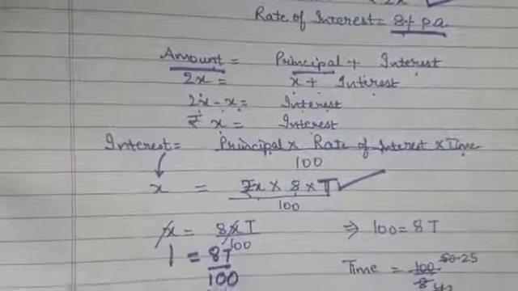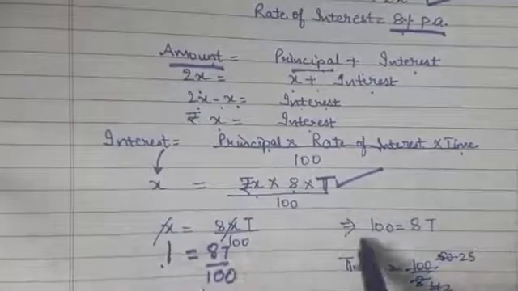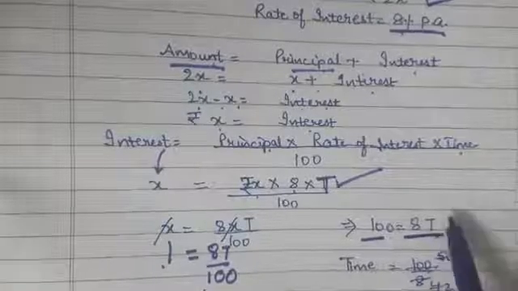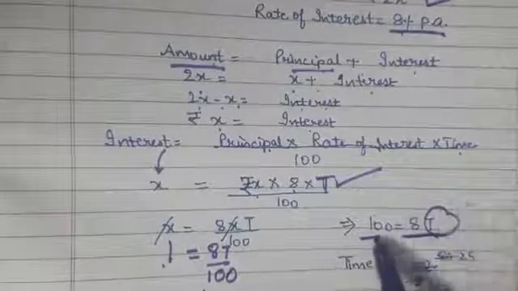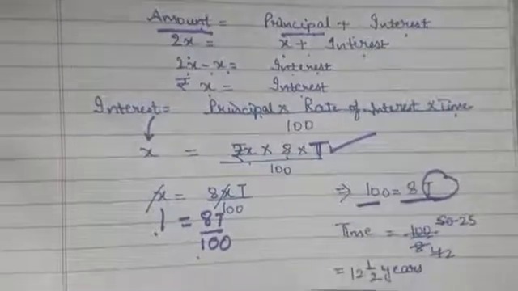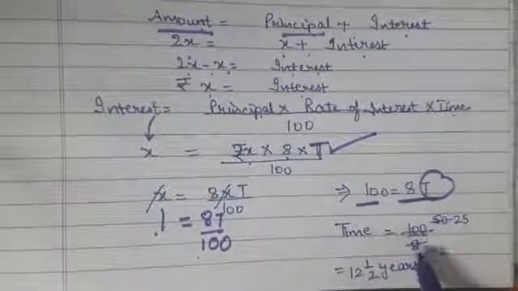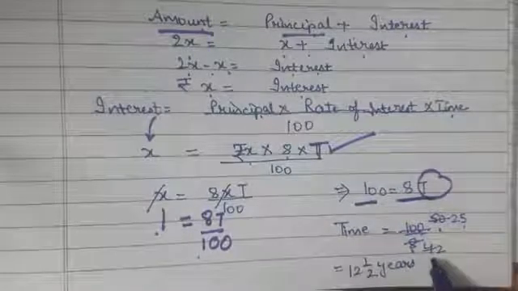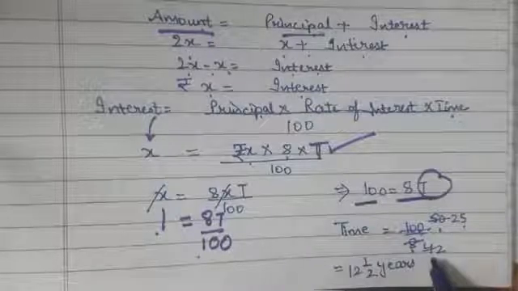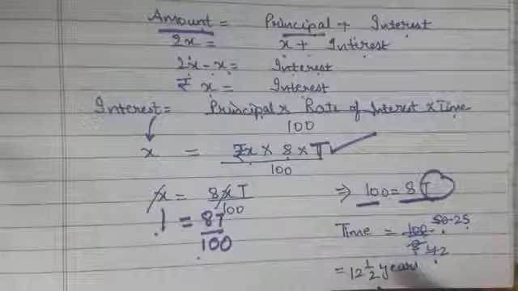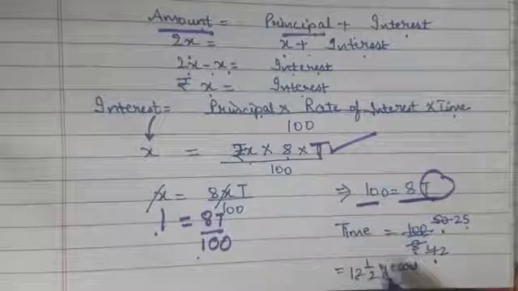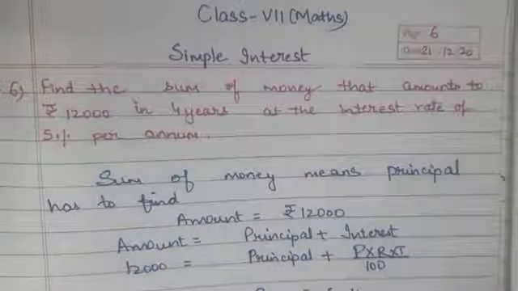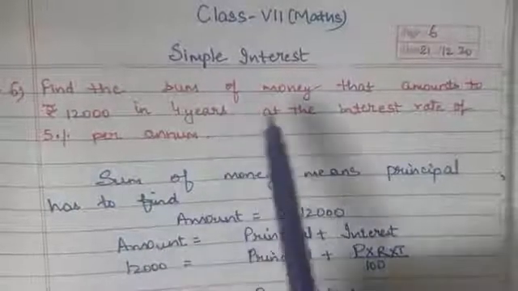Now 100 will go there and we get 100 is equal to 8 into time. So time will be 100 upon 8. On cancellation, we get 25 upon 2 years. And in the mixed fraction, if we write, that is 12.5 years. Clear?